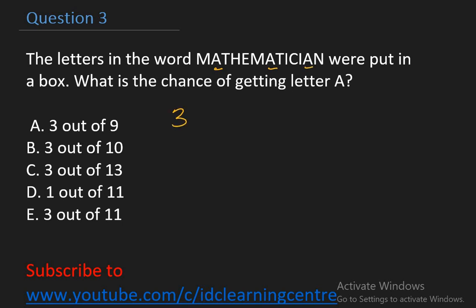Write it down. 3 out of, how many letters are there? 1, 2, 3, 4, 5, 6, 7, 8, 9, 10, 11, 12, 13. There are 13 letters. And 3 out of 13 is the chance of getting letter A. So 3 out of 13 is this option C.